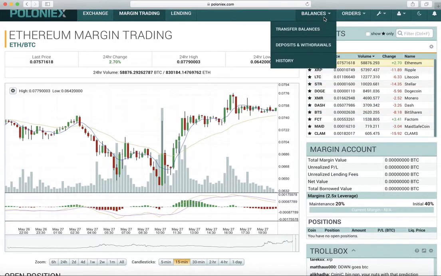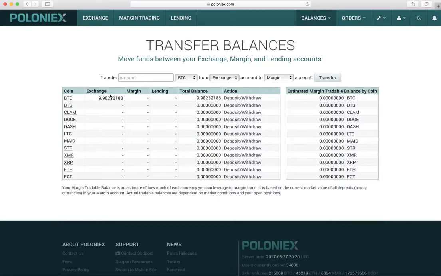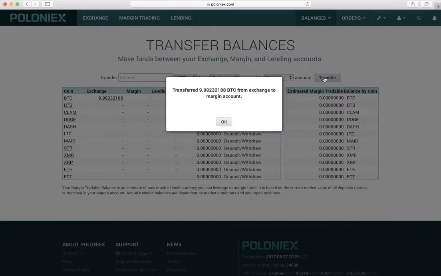So go over to balances here. This is assuming you have coins or Bitcoin on the Poloniex already. Then you go to balances, transfer balances. As you can see, this is the exchange tab, and there's my total Bitcoin. If you want to do the total, you can click it. It'll automatically enter it in here. And if you want to do something smaller, then you just type it in. But you see it says Bitcoin from exchange to margin, and then you click transfer.